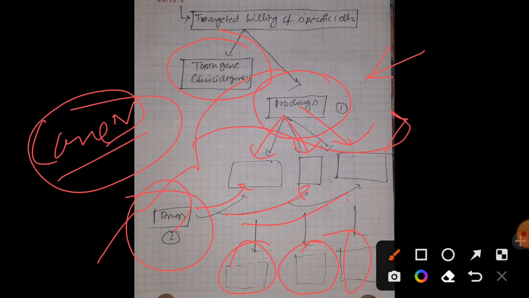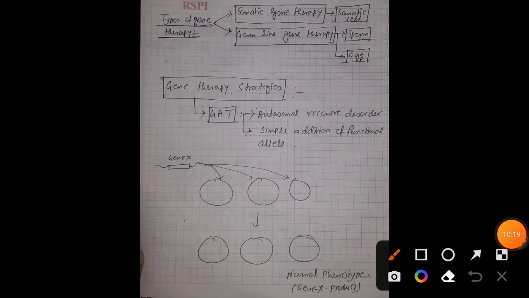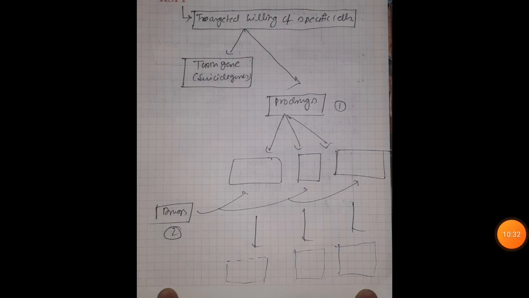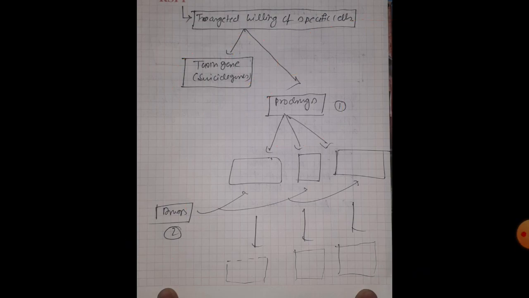So mind it very carefully. And another one is simple addition of a toxin gene that will cause the destruction of the cell. Clear? So those are the two approaches. One is gene therapy, where we are curing autosomal recessive disorder by simple addition of a functional allele, and the second one is the targeted killing of specific cells. Here we are using toxin genes or we are using prodrugs with subsequent addition of drugs. Clear?